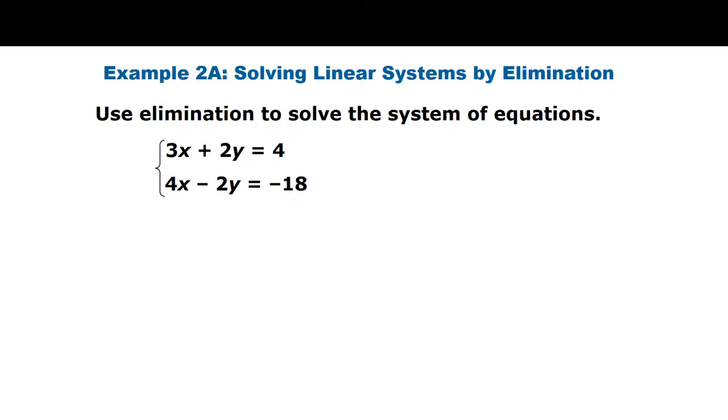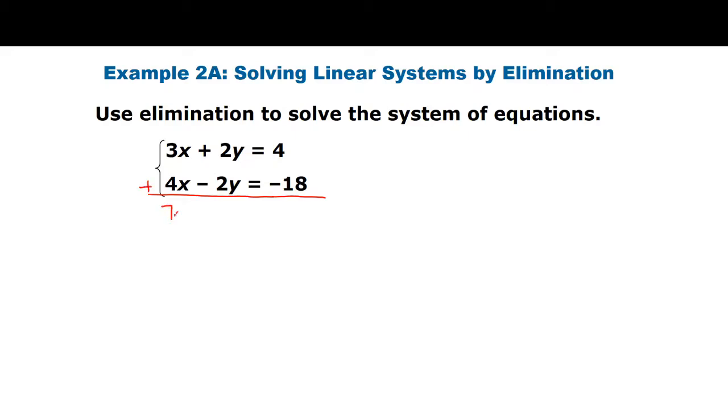Use elimination to solve the system of equations. What we're going to do is get rid of one of the variables by adding or subtracting the whole system together. So we're just going to add the systems together. When we look right here, if I have a 2y and I subtract 2y from it, that's going to totally get rid of it because we know 2y minus 2y is 0. So let's just add these together.